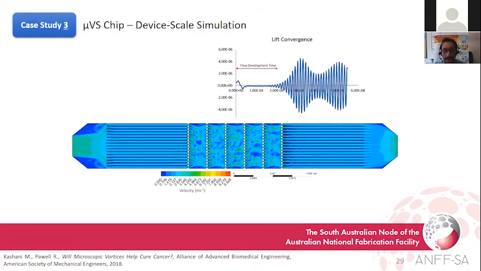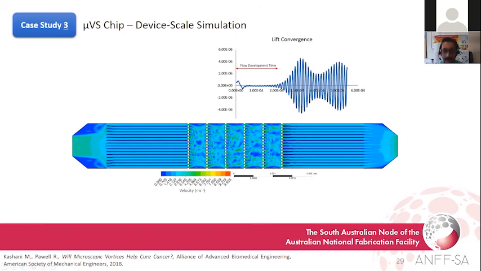For example, the first question: how long does it take for the flow condition to be fully developed? We can monitor the lift convergence over one post or a column of posts. So the variation, as you can see in this figure, shows a sinusoidal pattern that is a sign of a sustained vortex shedding process in a microchannel when Karman's street is formed, which I explained in a previous slide.